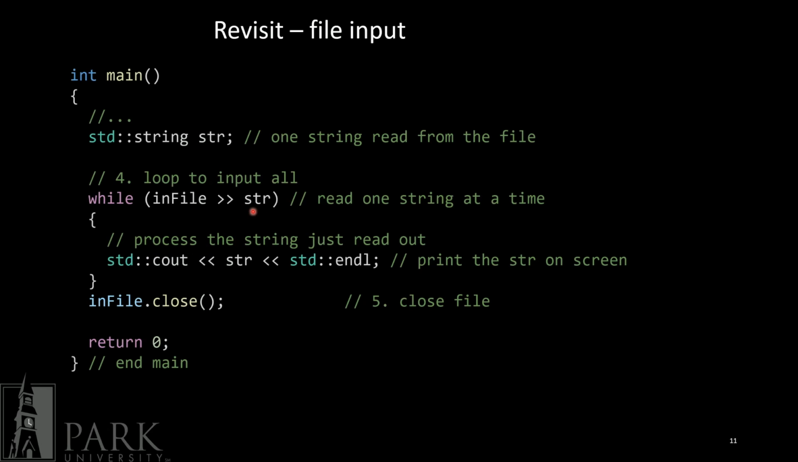I'm covering it again because there's a good chance that your homework will have something like this in it. So you should understand what's going on here with this stream extraction operator and how we're using its return as a Boolean expression to terminate our while loop.